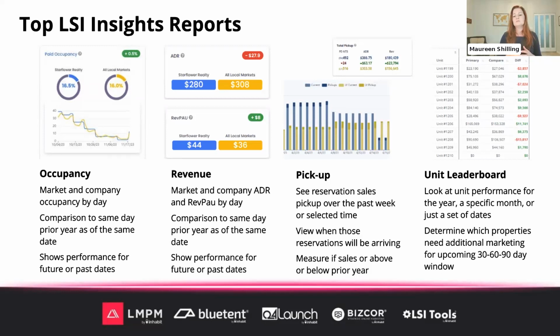And then we have unit leaderboard. So the unit leaderboard is going to show us every property that you have connected into LSI from your PMS system. And it's going to show you how they're performing as far as all the important KPIs: revenue, ADR, RevPAR, occupancy, owner nights and holds, because those are important too.